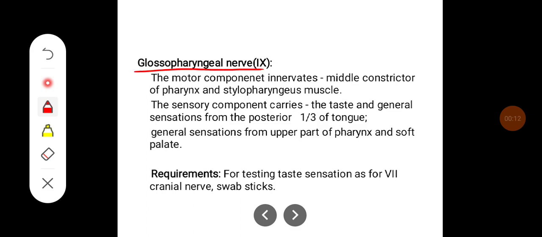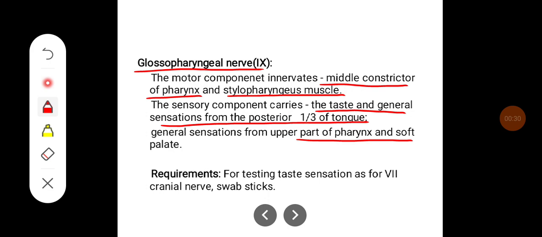The ninth nerve is the glossopharyngeal nerve. The motor component of the glossopharyngeal innervates the middle constrictor of the pharynx and the stylopharyngeus muscle. The sensory component carries the taste and general sensation from the posterior one-third of the tongue, and the general sensation from the upper part of the pharynx and soft palate as well.